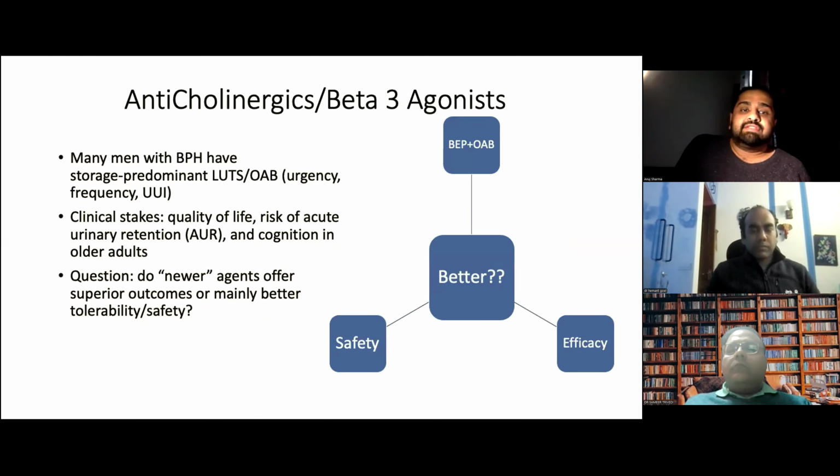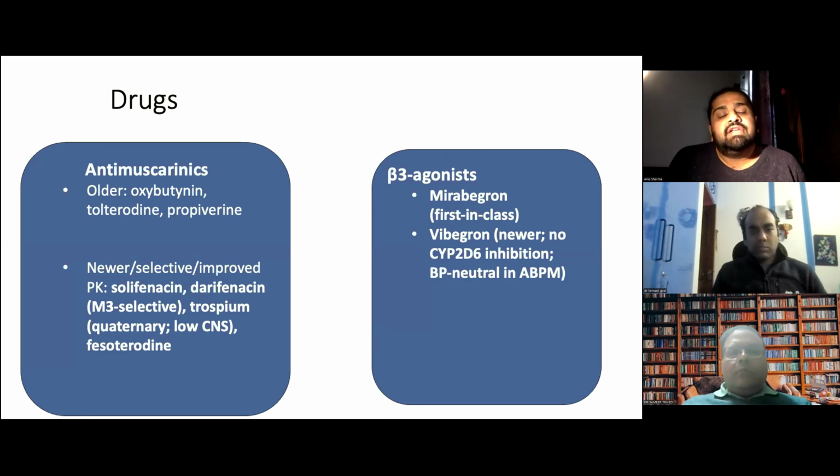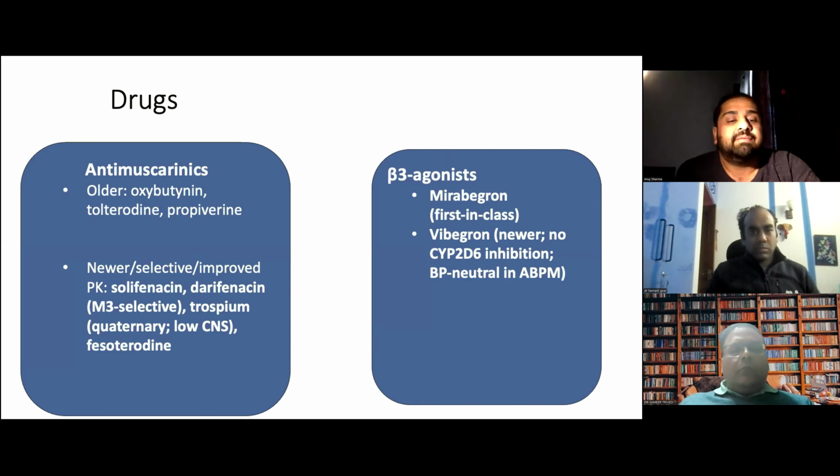So after 5 alpha reductase inhibitors, let's jump onto the anticholinergics and the beta-3 agonists. As we mentioned during evaluation, we have to see the IPSS scoring. In patients who have more predominant storage symptoms, that means frequency, urgency, or nocturia, which are bothering the patient more compared to the voiding symptoms, a role of anticholinergics or beta-3 agonists can come into the picture. The various antimuscarinic drugs initially were oxybutynin, tolterodine, and propiverine. So they were broadly selective drugs. Now newer vesicoselective drugs selectively inhibiting M3 receptors include solifenacin, darifenacin, trospium, and fesoterodine, which is a further metabolite of tolterodine.